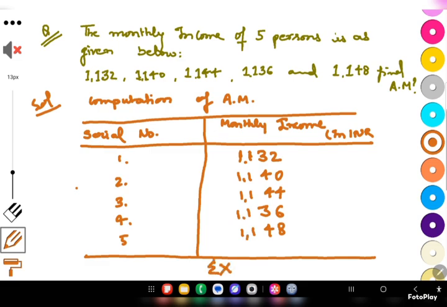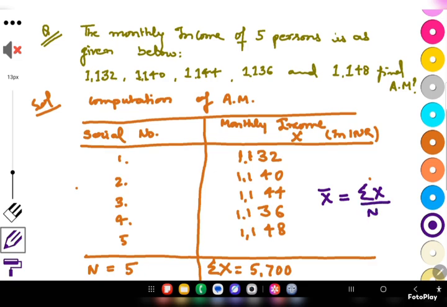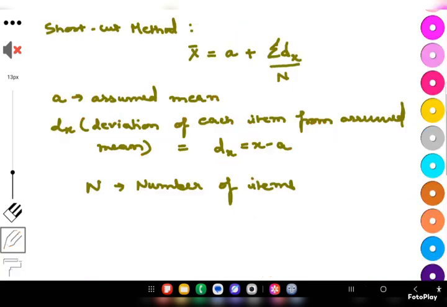We'll simply put the values in the formula where x bar, or mean, will be equal to sigma x upon capital N. Sigma x here is 5700 upon n. We already know that n is 5, so it's 5700 upon 5. So we got that to be rupees 1140. So this is the arithmetic mean when it is the individual series and we have applied the direct method.